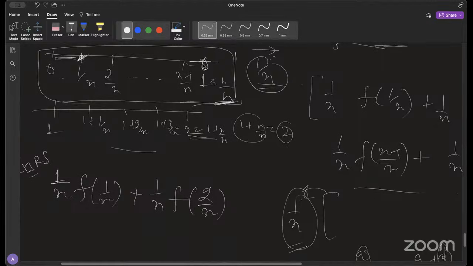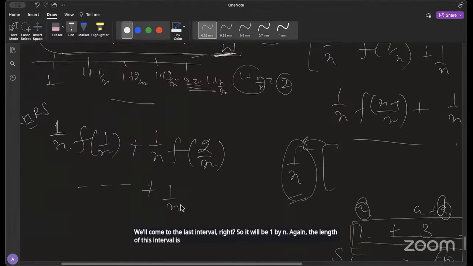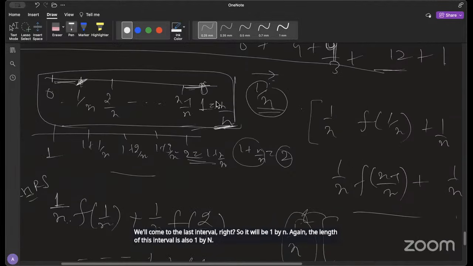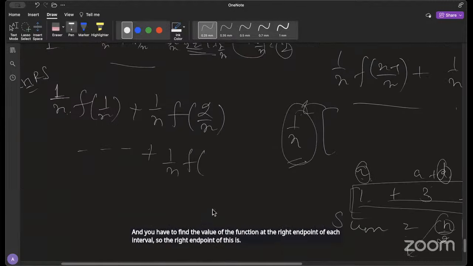And when you keep continuing like this, you will come to the last interval, right? So it will be 1 by n. Again, the length of this interval is also 1 by n, and you have to find the value of the function at the right end point of each interval. So the right end point of this is this, so it should be f(1).